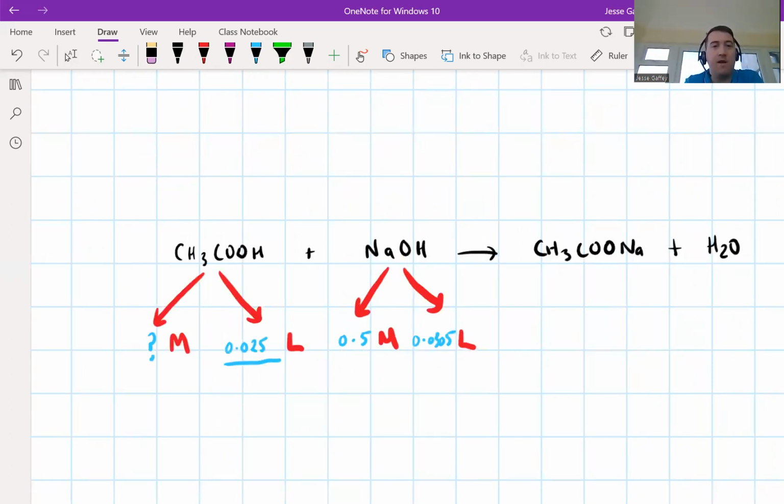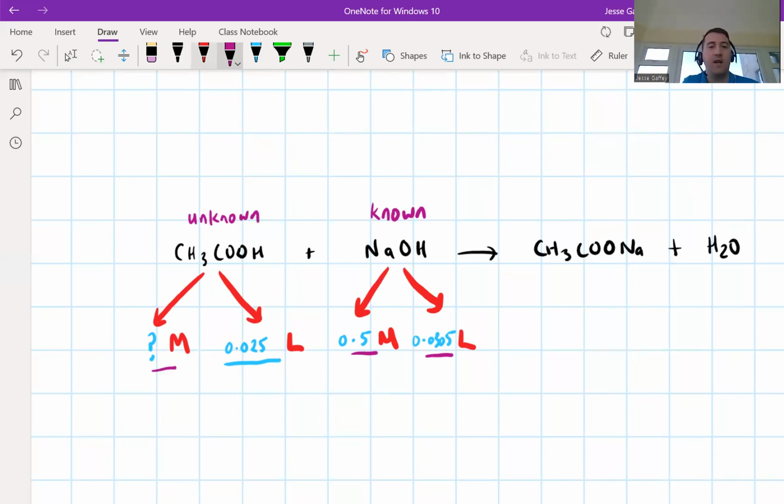And we're going to label these two things. One of them is known and one of them is unknown. The one on the left here, CH3COOH, this is what we call our unknown. The reason it's unknown is we know the volume, but we don't know the concentration. And this is what we're going to be trying to find. This one is known because we know both the concentration and the volume. Every titration will always be like this. You will have one known and one unknown.